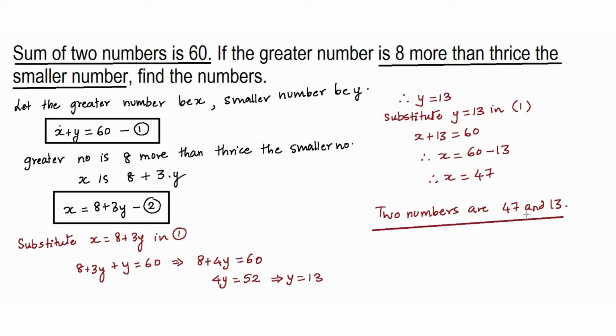Now let's check if our solution is right. The sum of the two numbers is 60, so that exactly matches what is given. And the greater number, that is 47, is 8 more than thrice the smaller number. The smaller number here is 13. Thrice of 13 is 39, and 8 more than 39 is 47, which matches our answer. Therefore, the two numbers are 47 and 13. We also check that our solution matches the conditions that are given.